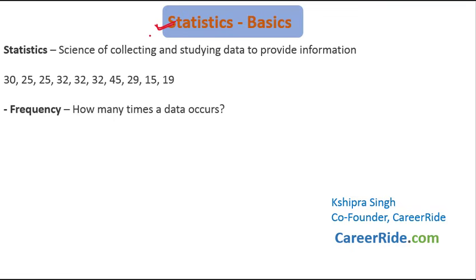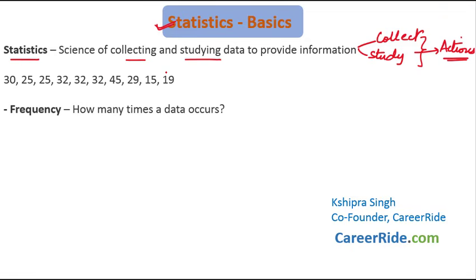Okay, so to begin with the video, let us first of all learn some basics because it is these basics on which the chapter rests. The first thing that we need to know here is what actually is statistics. Statistics is the science of collecting and studying the data to provide you some information. So what we basically do in statistics is we try to collect some data, and then we try to study that data. Why do we do this? Because this data, when you study it, tries to convey some information to you, and based on that information you want to take some actions. And this is why we study statistics.